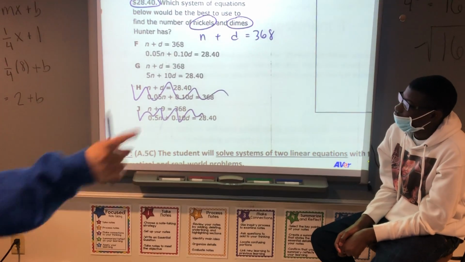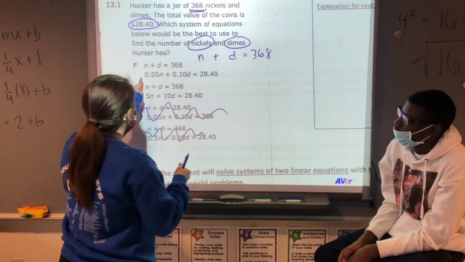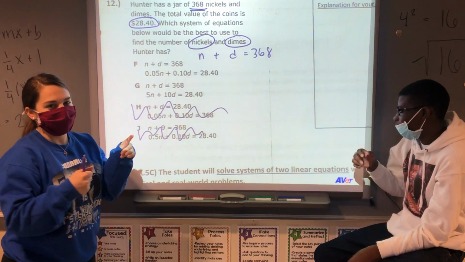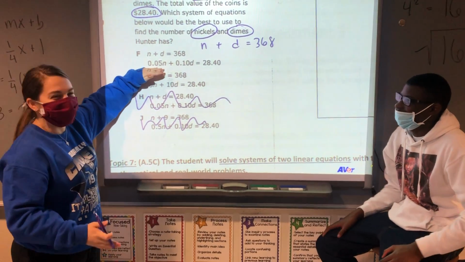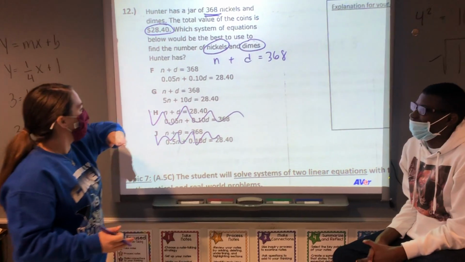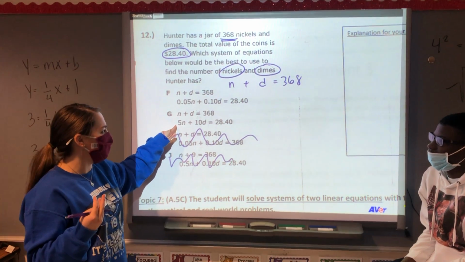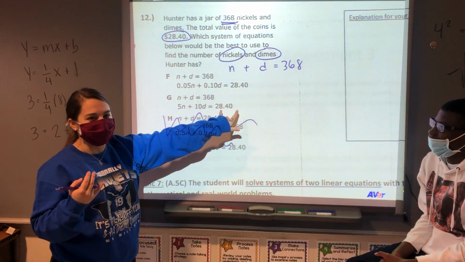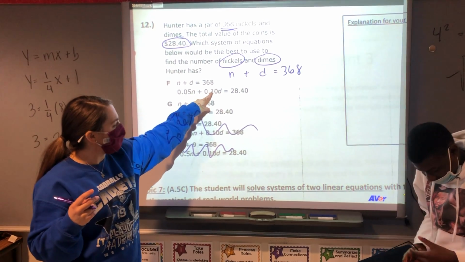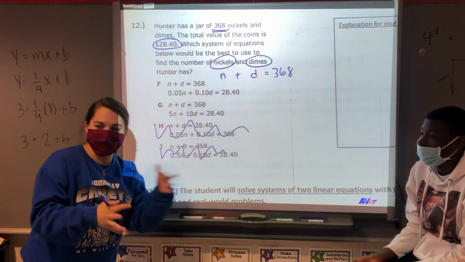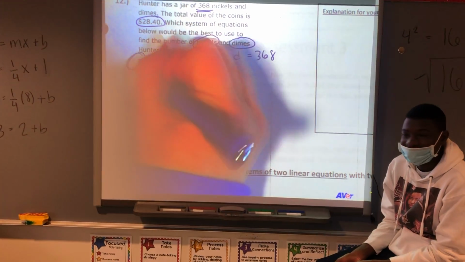Now here's the tricky part. Are nickels worth 5 or worth 0.05? 0.05. That is how much a nickel is worth. This would technically be $5 if we were putting it as an equal to our $5, right? We don't do that. So the same thing for the dimes. It is 0.10 of a dollar, which is 10 cents. All right. So the answer for that one is F.